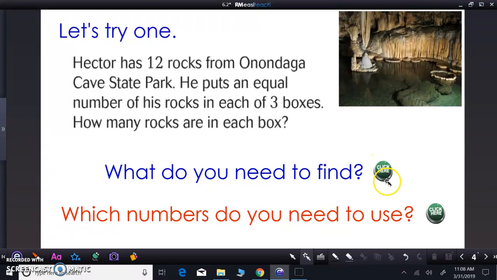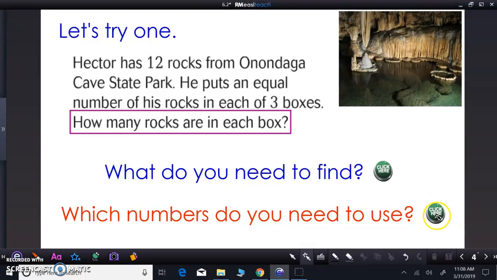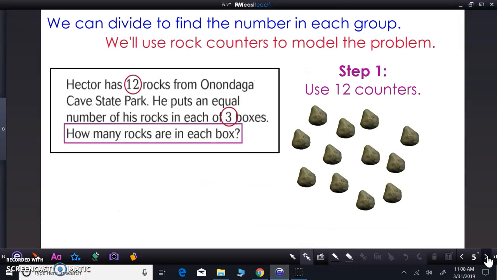What do we need to find? Well, we need to find the number of rocks in each group. Remember, because we're dividing, the number in each group will be equal. Which numbers will we use? We will use the 12 rocks that Hector has in all and the 3 boxes, or the 3 groups. We divide to find the number in each group.